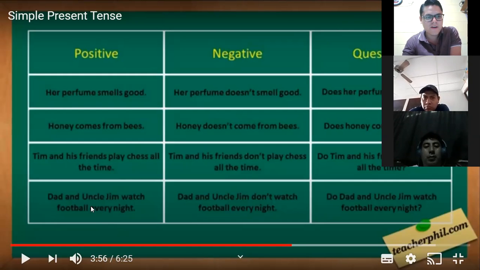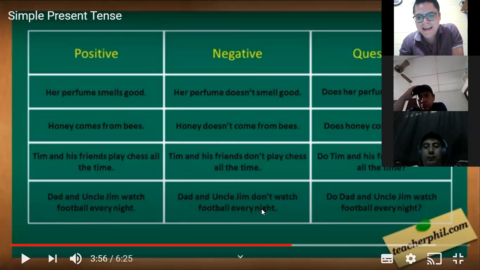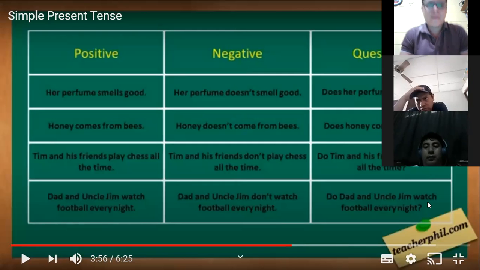Dad and Uncle Jim watch football every night. Dad and Uncle Jim don't watch football every night. Questions: Do Dad and Uncle Jim watch football every night? So there you have the structure.